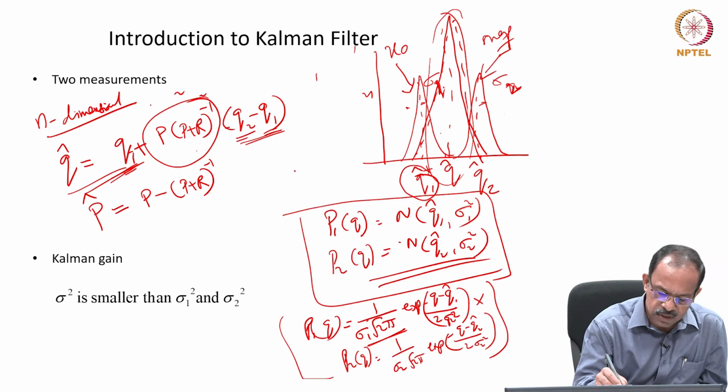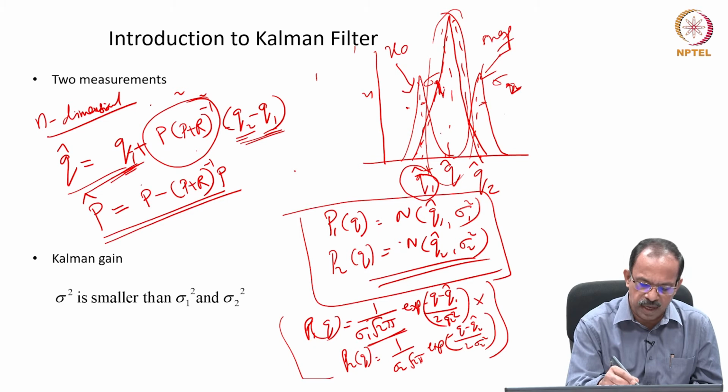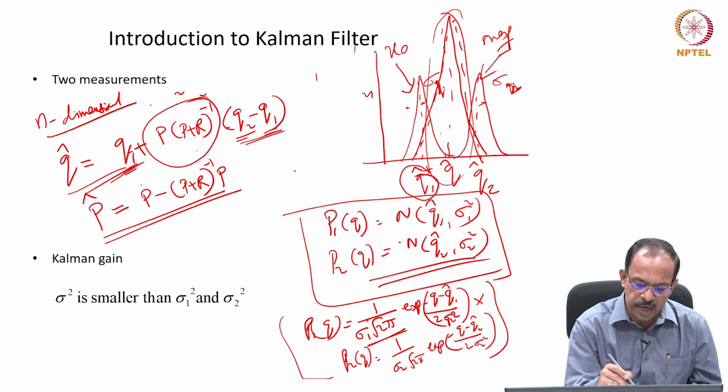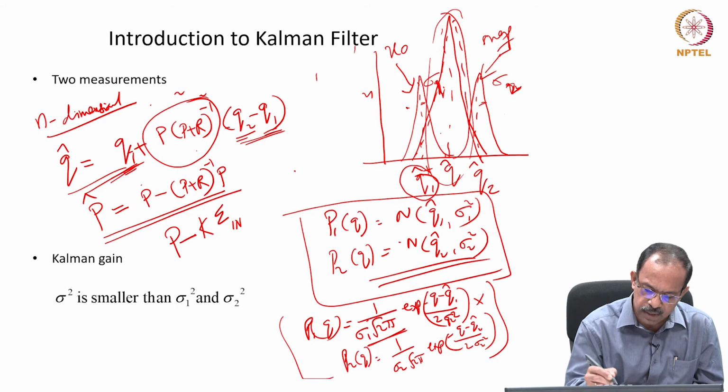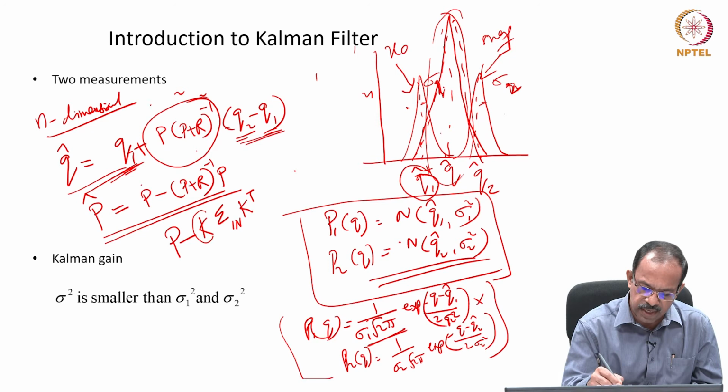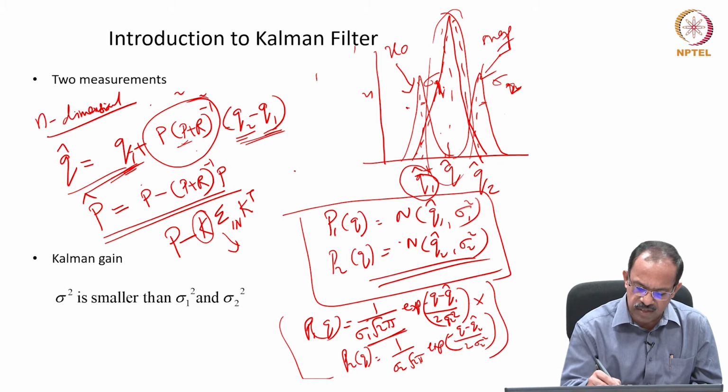So this is basically the new covariance. We have p as the covariance of the first measurement q1, and r as the second one. So p minus p times (p plus r) inverse times p can be written as p minus k times sigma in times k transpose, where k is the Kalman gain, which is p times (p plus r) inverse, and sigma in is known as the innovation covariance, which is defined as p plus r.